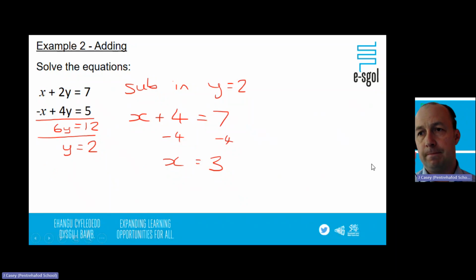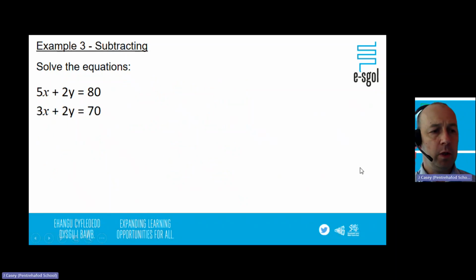Okay, we'll do a couple of examples of subtracting, and then I'll give you a go on some questions before we move on with the trickier questions.